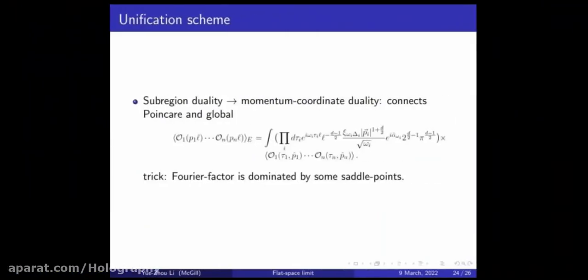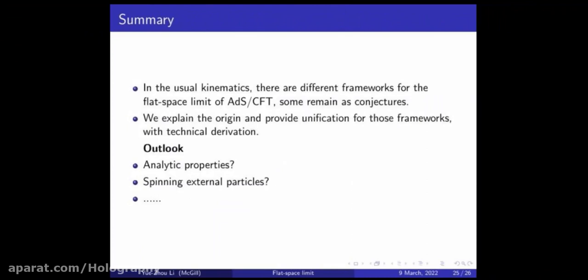And then if we use subregion duality, we can derive the notion called momentum coordinate duality. Subregion duality relates the Poincaré AdS reconstruction and the global AdS reconstruction. In this case, we connect the momentum space flat space limit and the Mellin space flat space limit. So this is how we construct this thing that connects the Poincaré and global flat space limits. The trick is the same: if we look at this formula, the Fourier factor is dominated by some saddle points in the Lorentzian time.